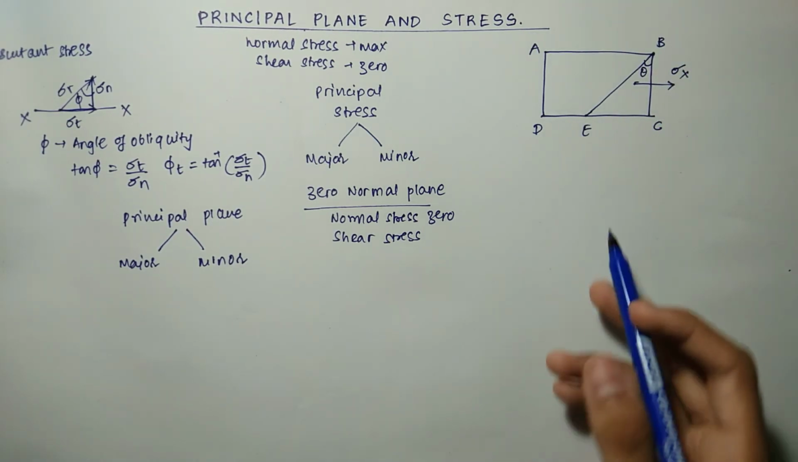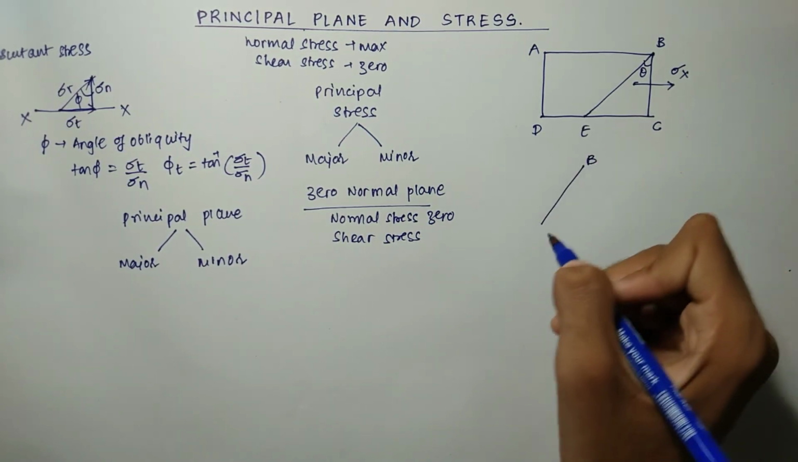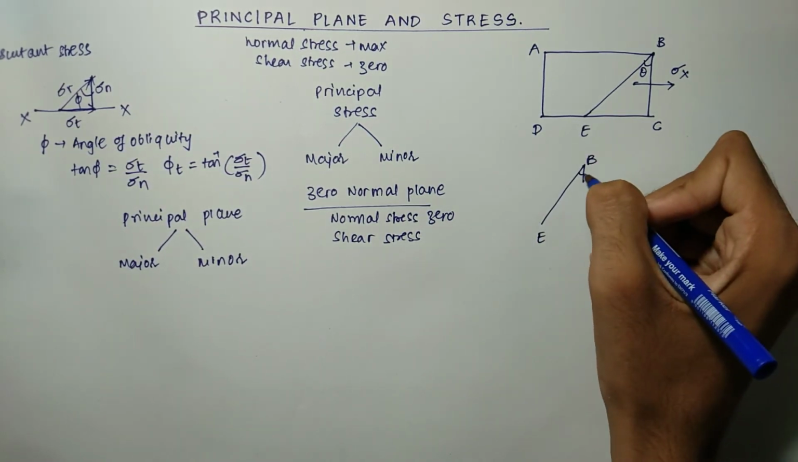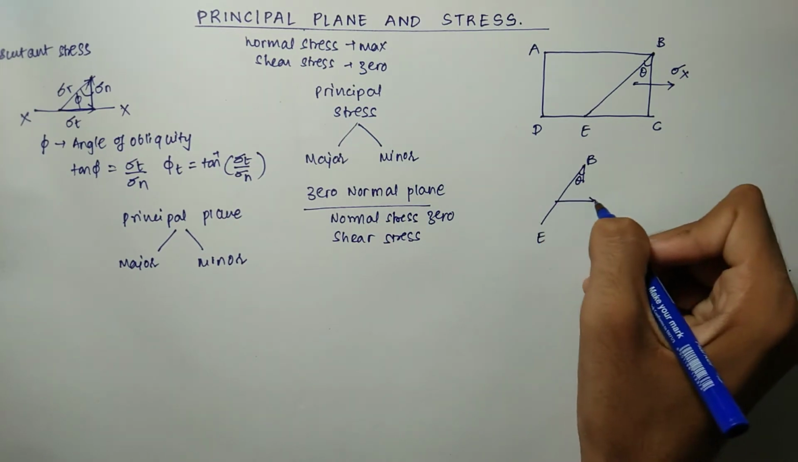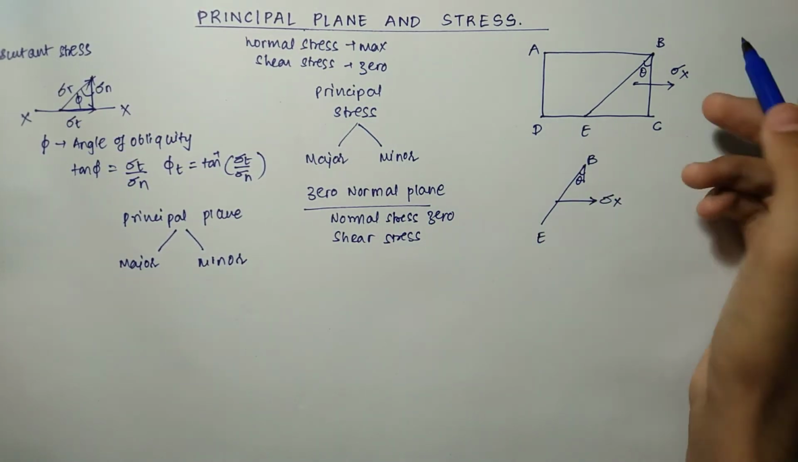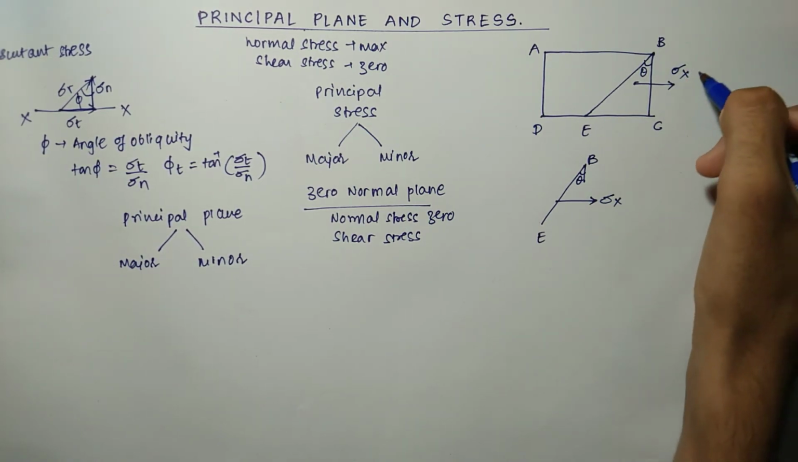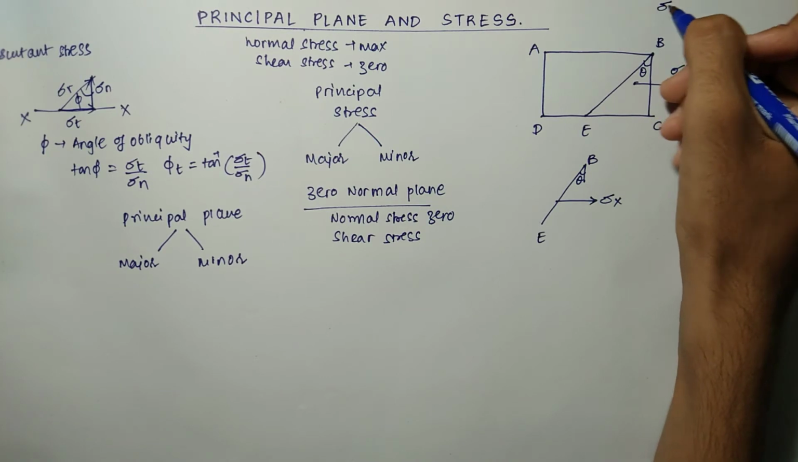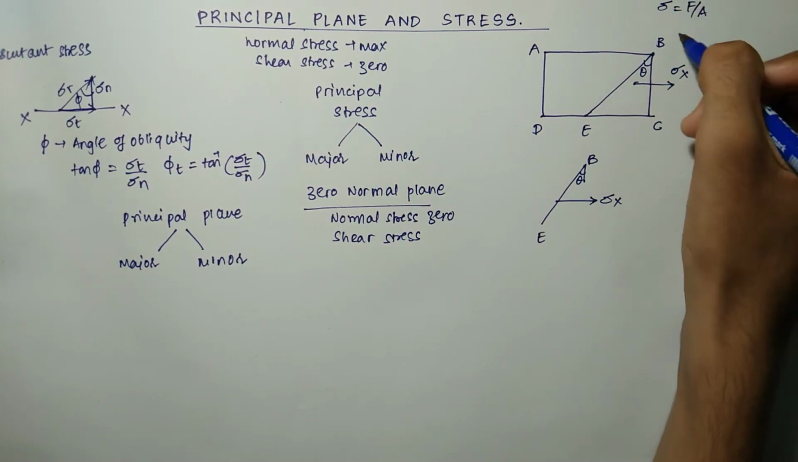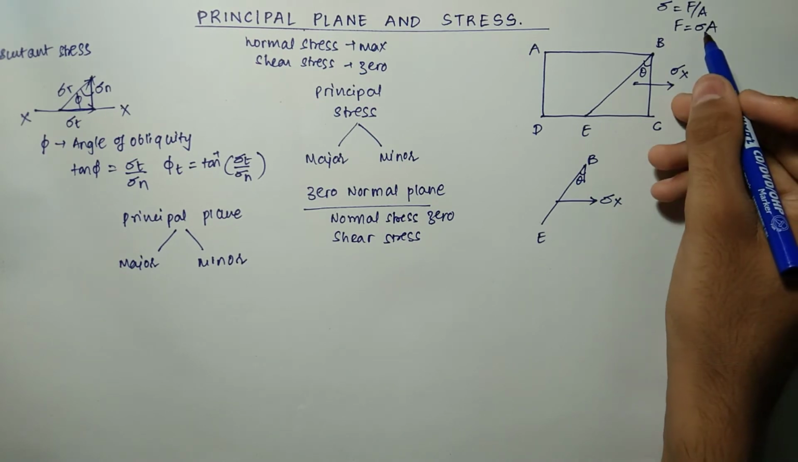Now if we draw this plane BE separately, plane BE which is making an angle of theta, this component is sigma x. Now instead of the tensile stress, we will be considering the force. We know that stress is equal to force upon area, and for getting the force, we have to multiply the cross section area by the stress.